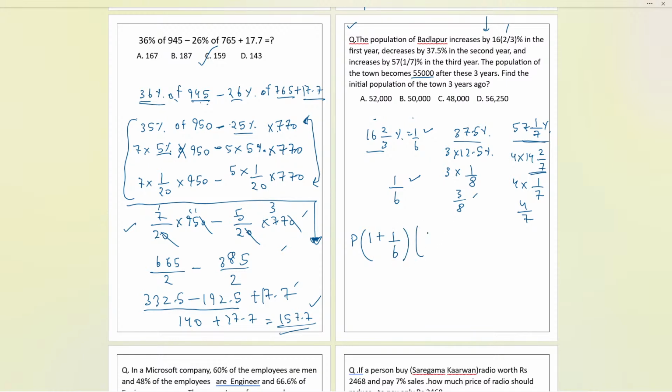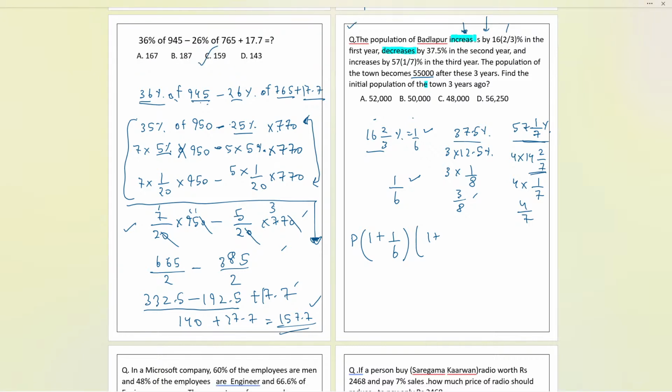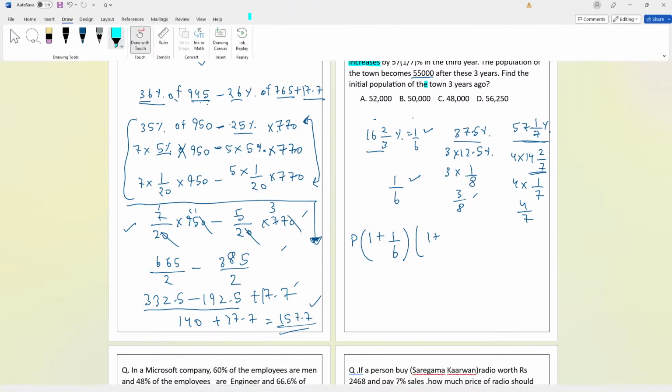Okay, so now the 3 by 8, it will be 1 plus. Acha, now here it increases. First it is saying increases, then it is saying decreases, increases, and then again increases. So now here, let us do the same thing.